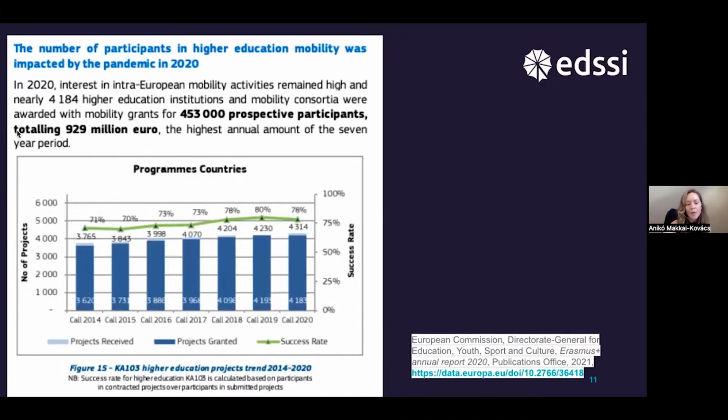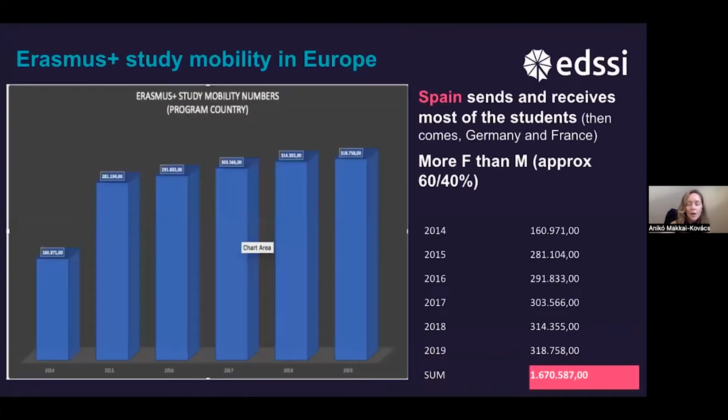The other small chart that I brought to you focuses on higher education. So here you can see how many institutions obtained the Erasmus Charter. On the chart, you can see that 4,314 higher education institutions obtained the Erasmus Charter between 2014 and 2020, and 453,000 prospective participants received grants from these projects. A little bit more focus on study mobility. So I took a look at the statistics between 2014 and 2019.